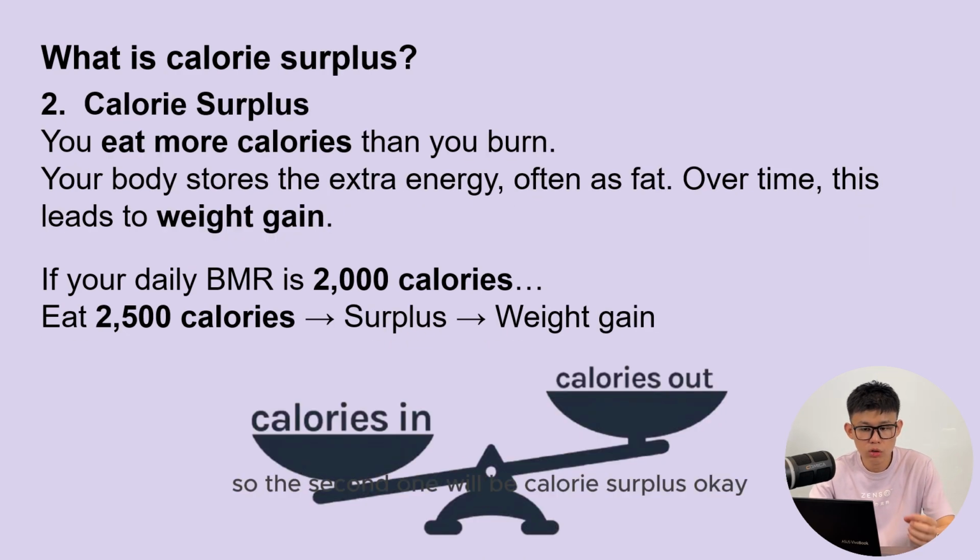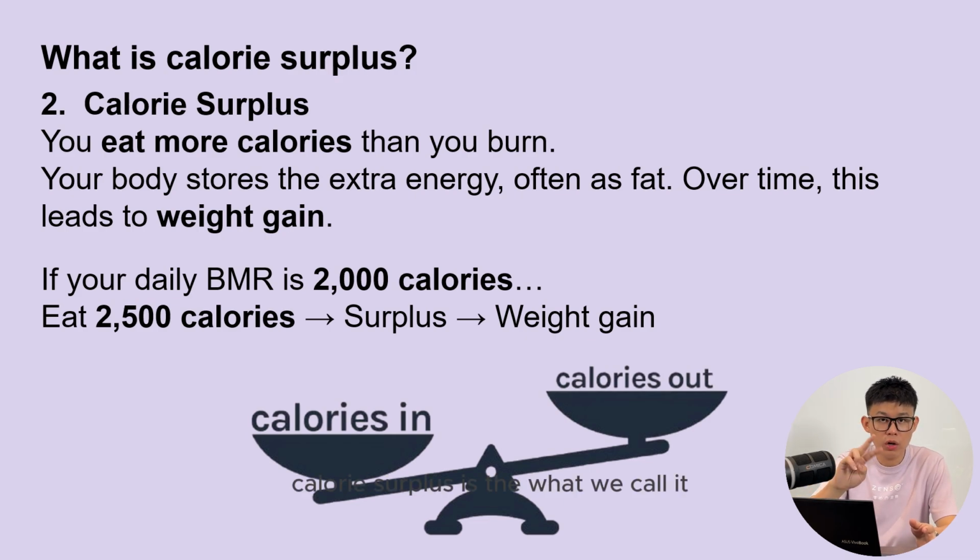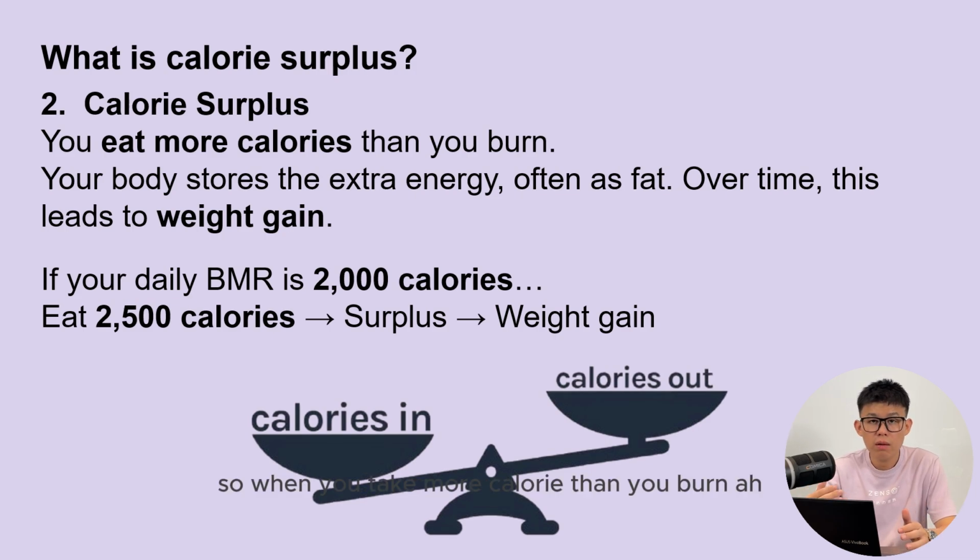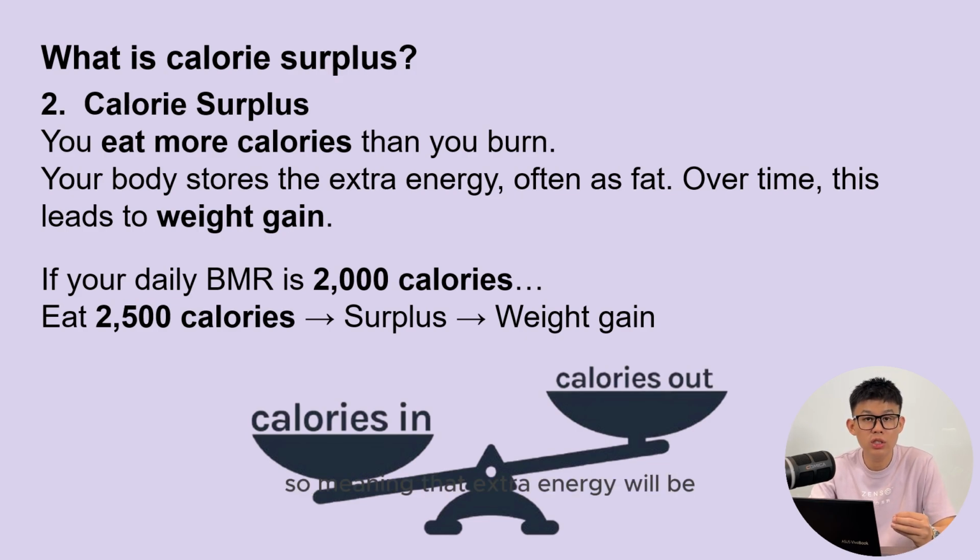The second one is calorie surplus. Calorie surplus has a different meaning from deficit, meaning that you take more. You eat more calories than you burn. When you take more calories than you burn, your body has enough to burn already, so all the excess extra will be kept as extra energy. That extra energy will be stored as fat inside your body. Over time, this will lead to weight gain. You will become fat. A simple example is if your daily BMR is 2000 calories and you eat 2500 calories, you are in surplus. You will gain weight.